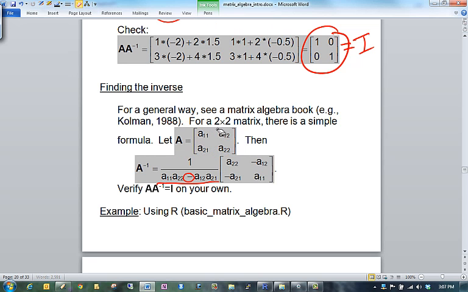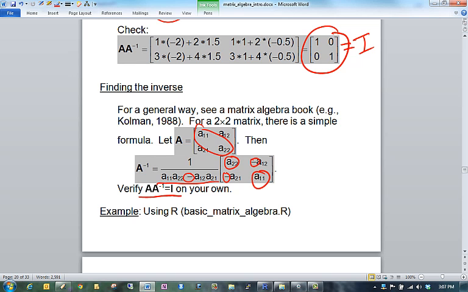Then look what also happens. So I have this constant out in front. I'm going to multiply it by my A matrix with some things switched. In particular, A11 and A22 are going to switch places. Also, I'm going to put negatives in front of A12 and A21. Verify on your own that indeed, if you were to take A times A inverse, you do get the identity matrix.